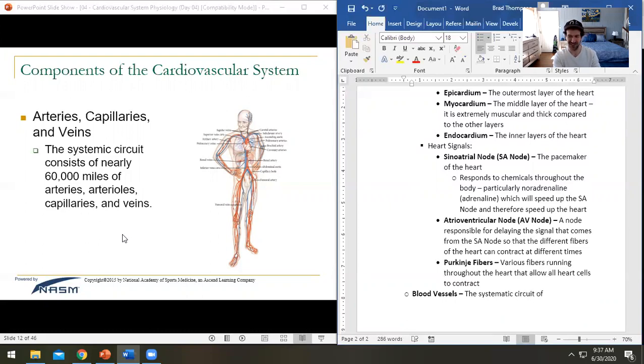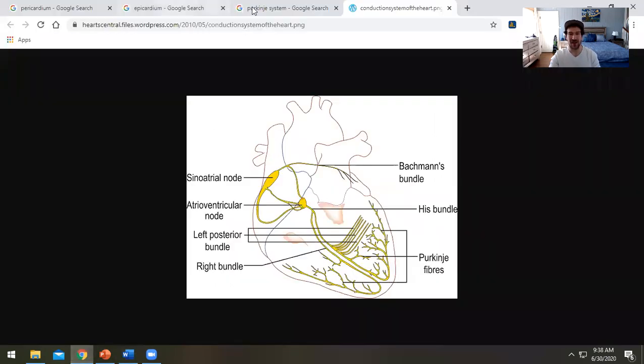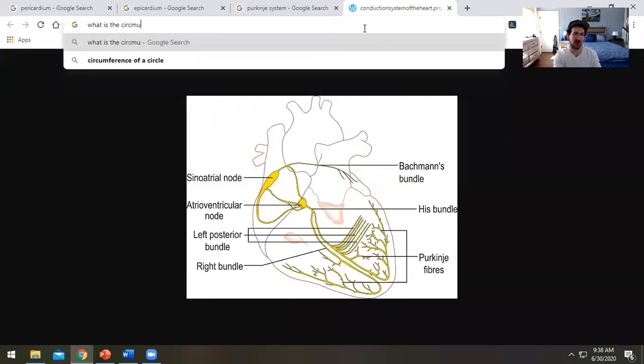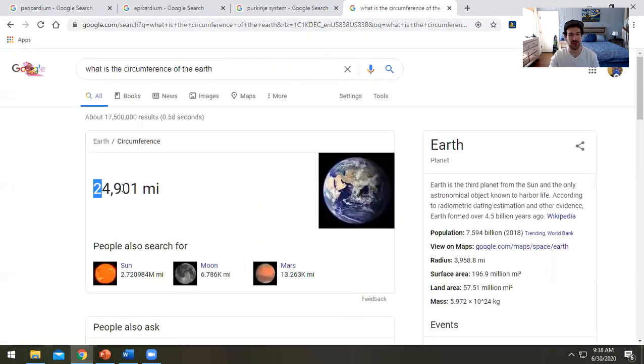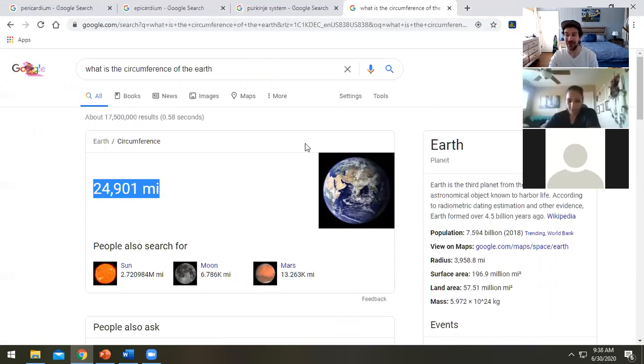tubes, consisting of nearly 60,000 miles of arteries, arterioles, capillaries, and veins and venules. Okay, 60,000 miles. Really quickly, what is the circumference of the Earth? The Earth is only 24,000 miles. So your blood vessels could circle the Earth close to 2.5 times.